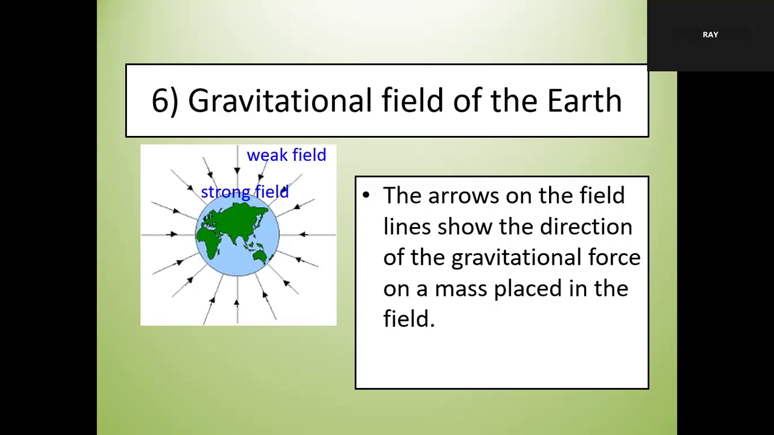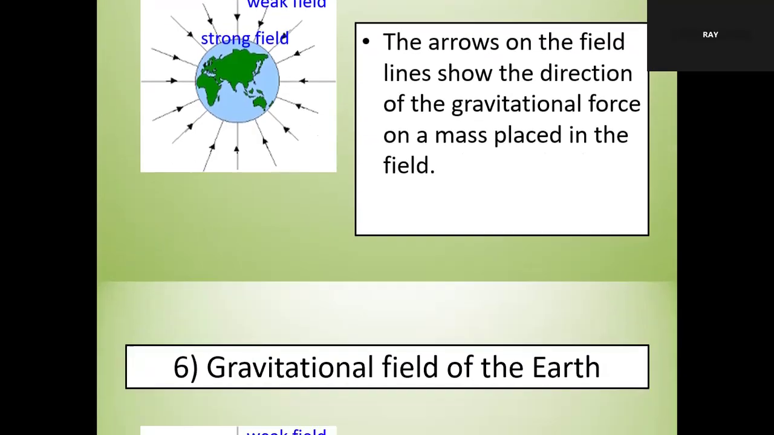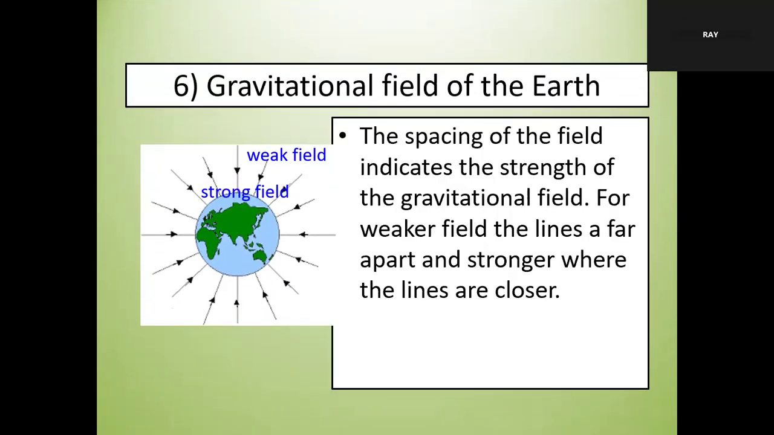Or we usually think of it as the number of lines per unit area. Closer to the surface, there are more lines per unit area, and further away, fewer. The spacing of the lines indicates the strength of the gravitational field. For a weaker field, the lines are far apart, and for a stronger field, the lines are closer. That's why near the surface the lines are closer, and farther away they are apart, meaning a weak field.